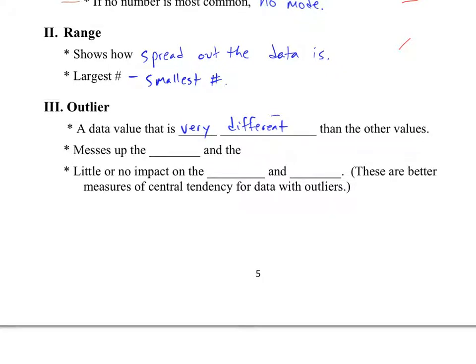Messes up the mean and the range. Because now your largest number is way bigger, or maybe your smallest is the outlier. Little or no impact on the median and mode. Our mode is probably still going to be 14 for here in the room, even though the number is way bigger. Ready for the next page?